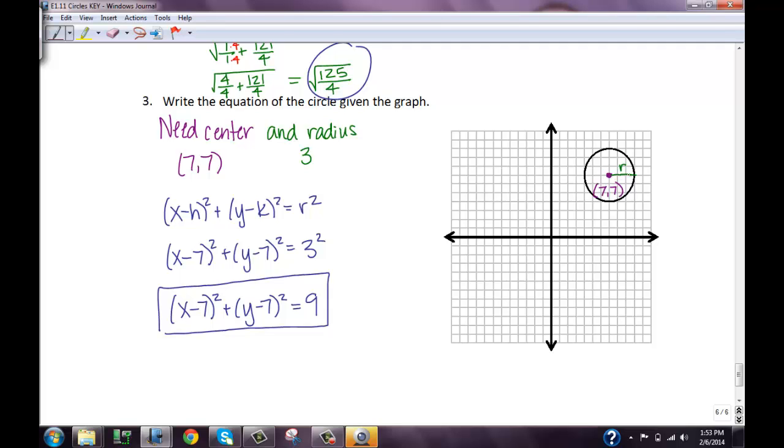So now I know my center, I know my radius, so I just plug them into my standard form of my circle equation. When I do that, I end up with x minus 7 quantity squared plus y minus 7 quantity squared equals 9.